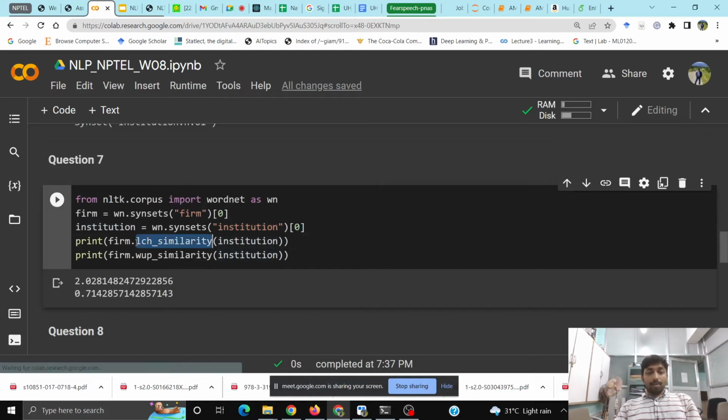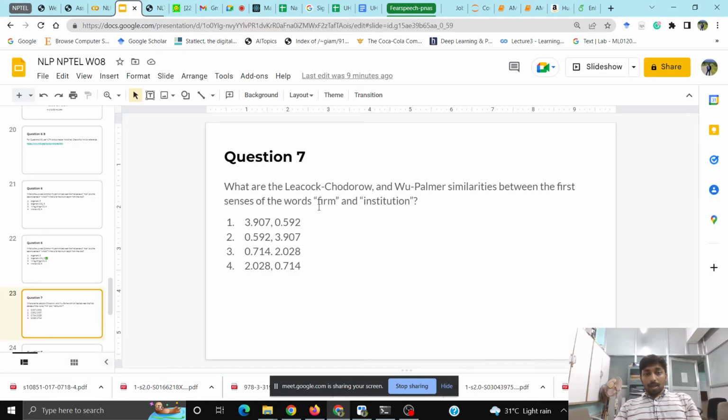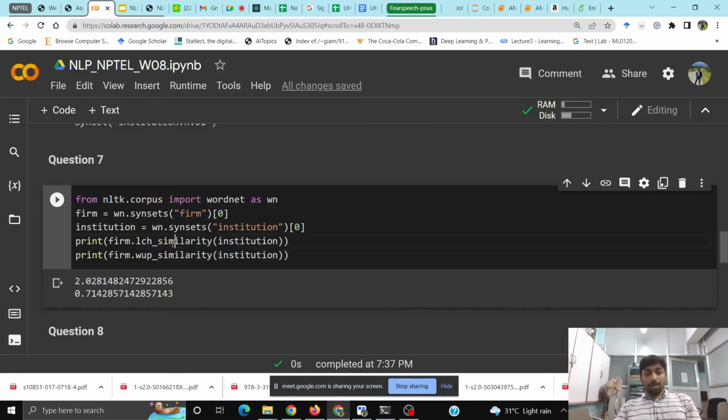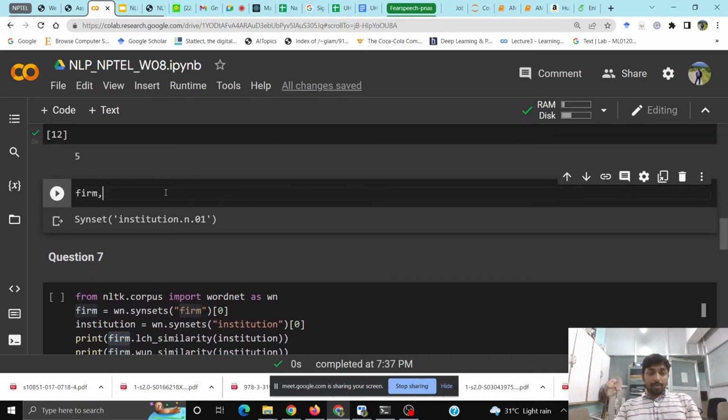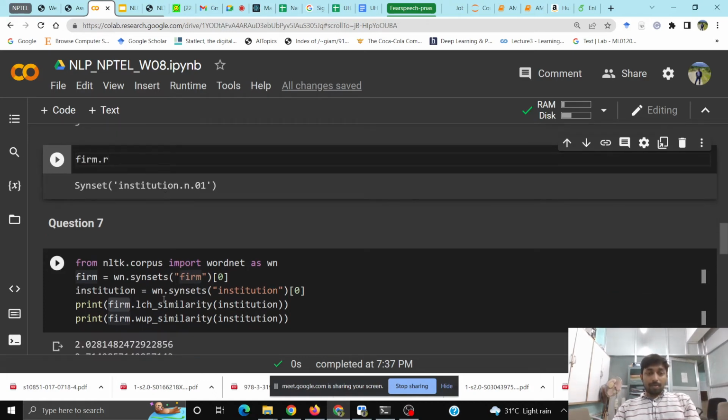Now we have to find the first, the Leacock-Chodorow similarity. So these are all encoded in a similarity function, and you have to just write the function and enter the second one. Similarly for the other one, and you find the solution for that. So this way we have a lot of similarities that we can write. We can also write, I think, the Resnik similarity perhaps. Yeah, so this way you have to find out which one is what.